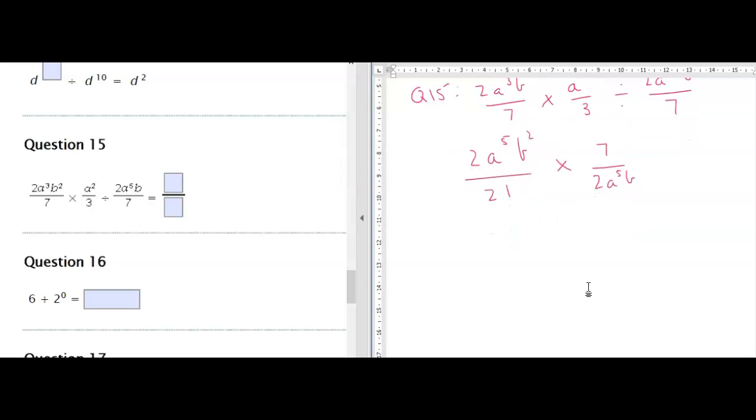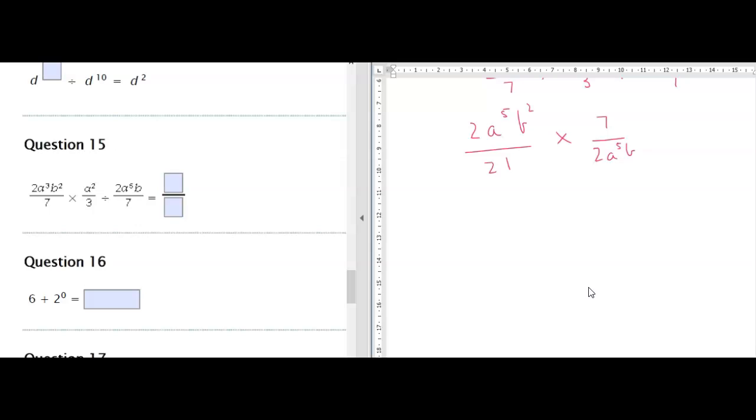All right, so let's bring everything together. So 2 times 7 gives you 14, a to the power of 5b squared over 21, a to the power of 5b. Just making sure I haven't forgotten anything. Okay, so 14 over 21 is the same as 2/3 because 7 is your highest common factor. 7 goes into 14 twice and 21 3 times. a^5 over a^5, so they cancel each other out, and then b squared over b is just b. So 2b over 3.